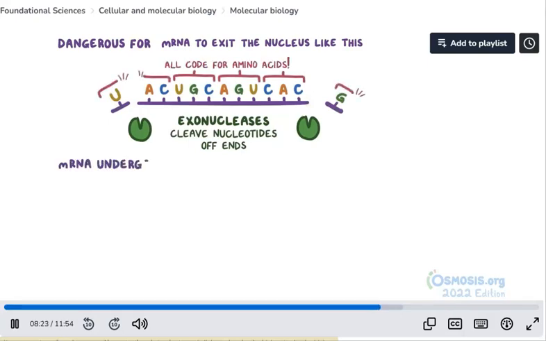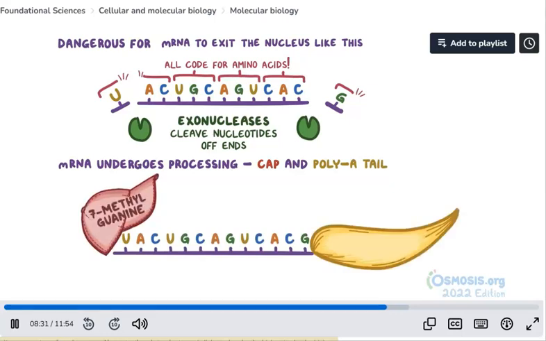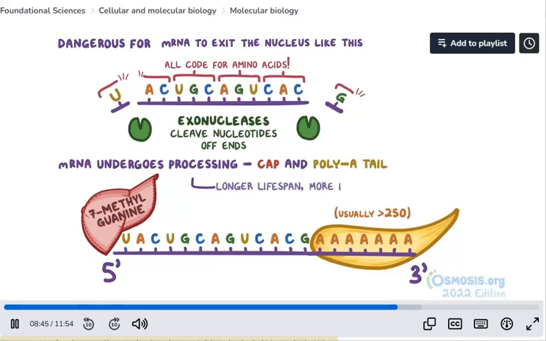So, mRNA undergoes processing, meaning it gets a cap and a nice poly-A tail. Capping basically means RNA gets a protective 7-methylguanine molecule at its 5' end. The poly-A tail at the 3' end is a long sequence of only adenine nucleotides, usually over 250 of them. In a nutshell, with a nice cap and a long poly-A tail, mRNA has a longer lifespan, so more proteins can be made using the same RNA molecule.